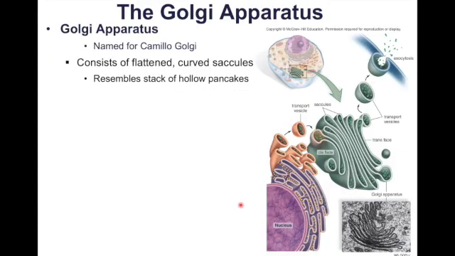So the Golgi, named for Camillo Golgi, an Italian scientist, Golgi with a soft G. You have these flattened curved sacs.